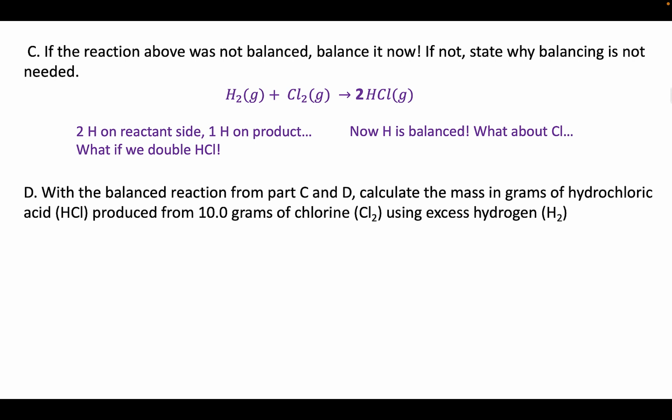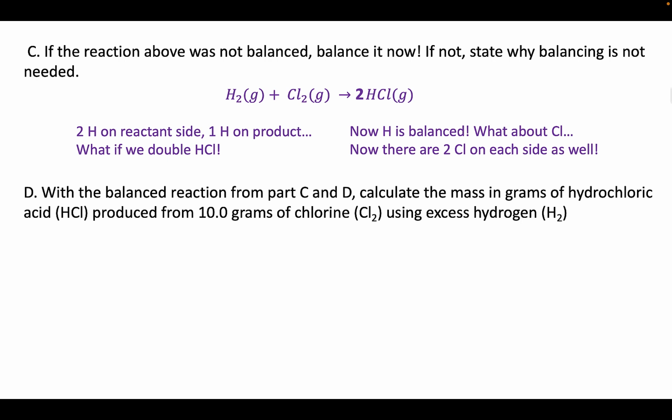What about the chlorine, though? If we look at this, now actually there are 2 chlorines on the reactant side and 2 chlorines on the product side. So the chlorine is balanced as well, and that means that this is a balanced chemical reaction, and we're pretty much done. So now we move on to part D, which says, well, let's try to do some math. Let's try to do a calculation based on this balanced chemical reaction.